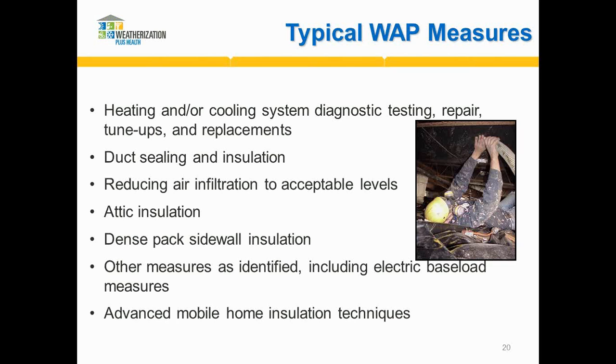We insulate attics, which has been something that we've always done, and now we probably have better techniques than ever before. I mentioned the dense pack sidewall insulation, which adds R value, fills the cavity with insulation, and pretty much makes it so there's no air movement within the walls. And then, as the audit prescribes, there's other measures that may be identified and done, including some electric baseload measures. And I also mentioned that we have some more advanced mobile home techniques, such as insulating the ceilings and the floors of the mobile homes.